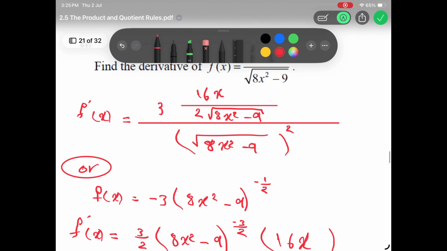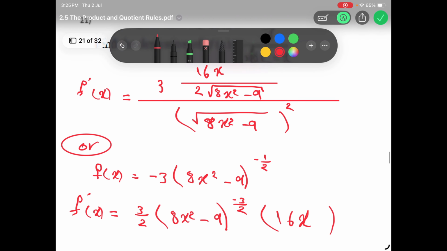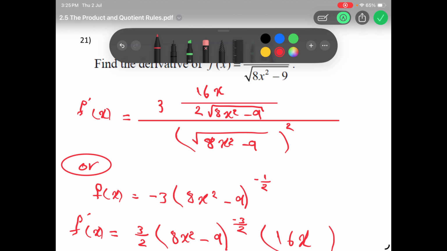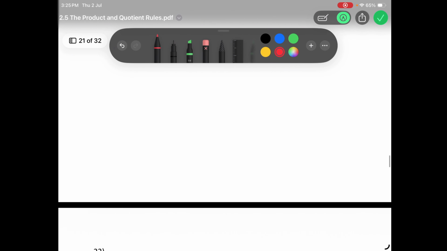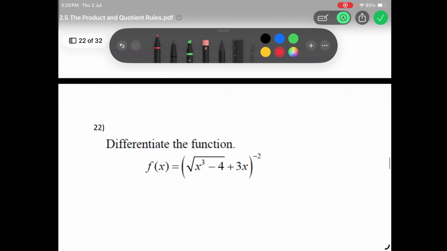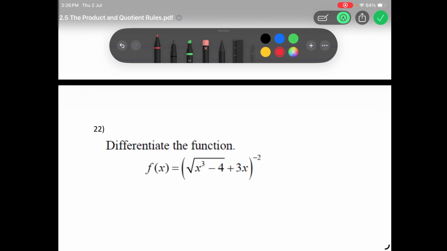Guys, if you look at these two solutions, the appearance is different, but they are exactly the same. I will move on to the next problem. Here I have this beautiful chain rule with square root. We'll find out how to find the derivative here. So we have a function to the power of minus 2. Here we have what we call the inside function, okay?